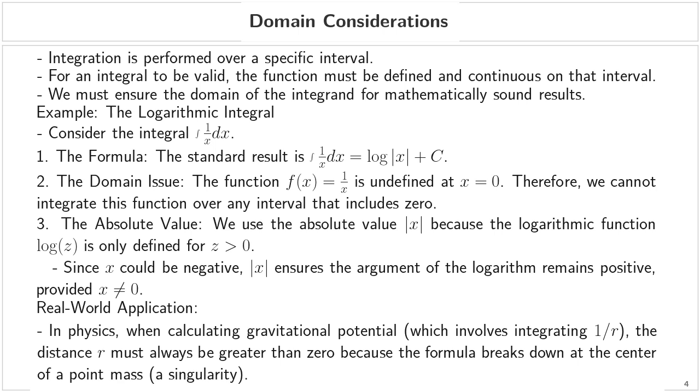This isn't just a mathematical technicality, it has real-world implications. For instance, in physics, when calculating gravitational potential, which often involves integrating 1 over r, where r is the distance, r must always be greater than 0. If you try to calculate the potential at the center of a point mass, the formula breaks down because you end up with a singularity, a point where the function becomes infinite and undefined. So, always remember to consider the domain of your integrand. It's a crucial step in ensuring your integration results are mathematically sound and physically meaningful.